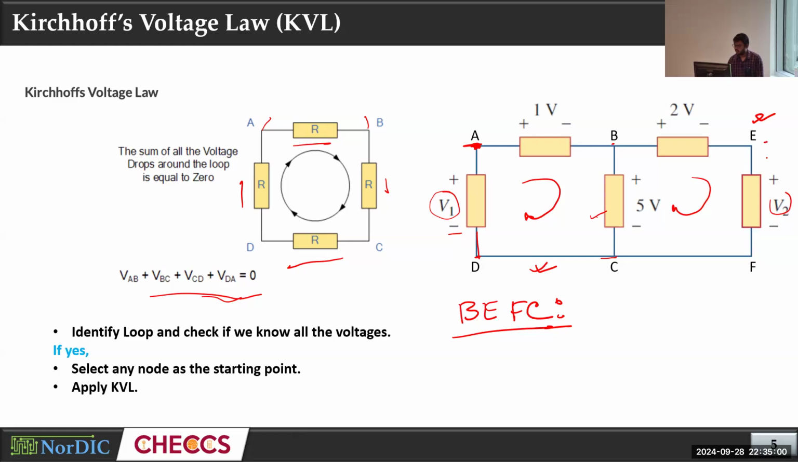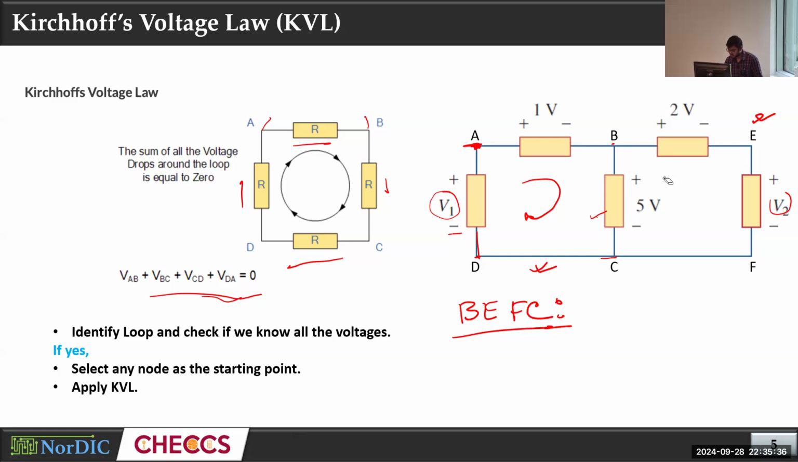From E, which way will we go? EB or EF? You can also go EB, there is no limitation. But the thing you need to remember is that you have to follow the path. If you go in this direction, you have to travel this path, and if you go to EB, you have to follow this path. After selecting a starting point, you can take any path you want, but you have to follow the loop. You cannot go from E to C directly.